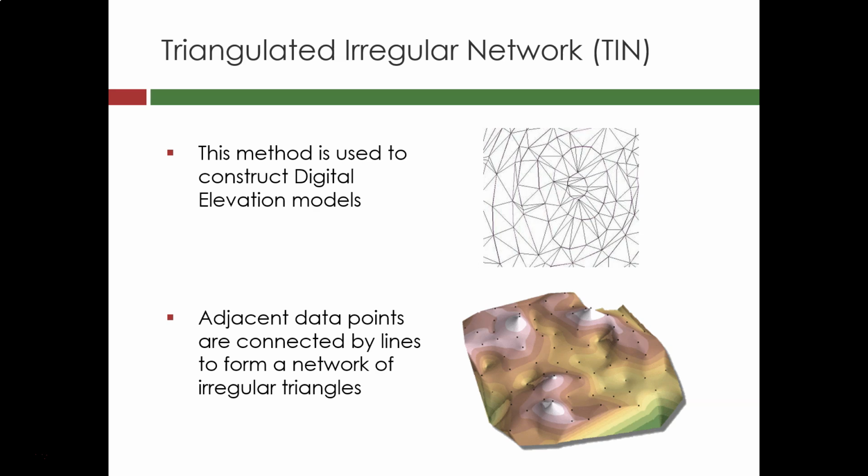Triangular irregular networks. Adjacent data points are connected by lines to form a network of irregular triangles. The value at each data point is known, and the distance between these points can be calculated. Therefore, a linear equation in trigonometry can be used to work out the value for any other point within the boundary of the network.